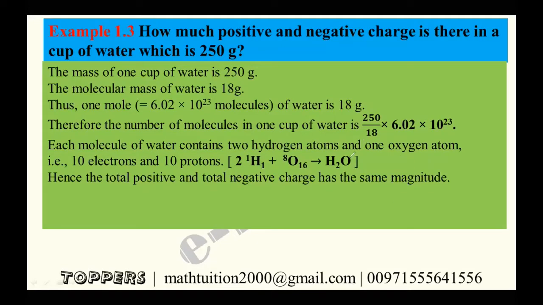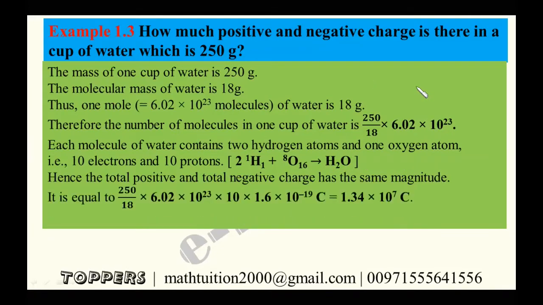Each molecule has the same number of protons and the same number of electrons, 10 protons and 10 electrons, right? So let us find the final answer. What you will get is equal to 250 by 18 into 6.02 into 10 raised to 23 into 10 into 1.6 into 10 raised to negative 19 coulomb. It means 250 by 18 will give you number of moles. Number of moles multiplied by Avogadro number will give you the number of molecules. Number of molecules multiplied by 10 will give you the number of protons, that is the same as number of electrons. That is multiplied by the charge of one electron or proton. That will give you the total charge.